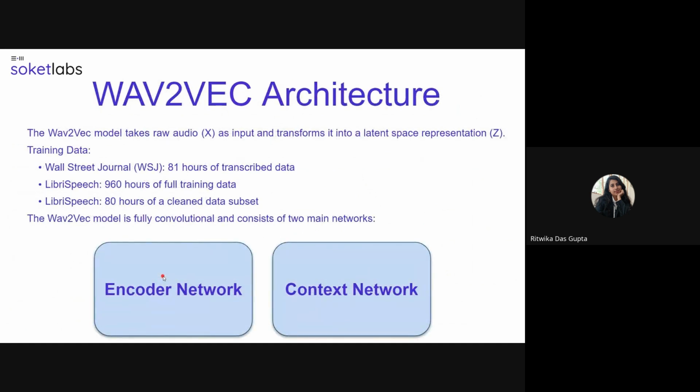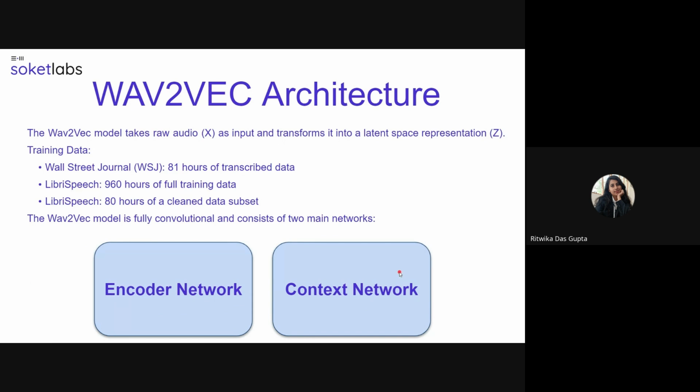So now we will go to the Wav2Vec architecture and how it is trained. It basically takes raw audio as input and converts that into latent representations, and it is trained on the Wall Street Journal and Librispeech datasets, two sets of Librispeech data, one for full training and one for clean data. It is comprised of fully convolutional layers and consists of two types of networks, the encoder and context networks.